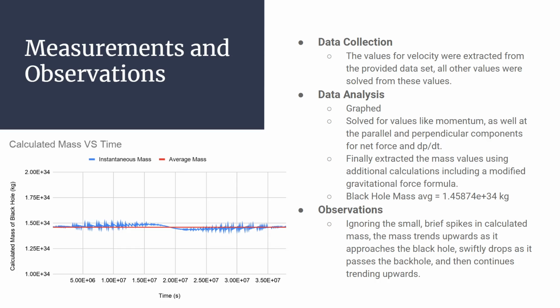Finally, I extracted the mass values using additional calculations, including a modified gravitational force formula. This results in an average mass of 1.46 times 10 to the 34th kilograms. The provided graph plots the calculated mass of the black hole and average mass during this time. Ignoring the small brief spikes in calculated mass, the mass trends upwards as it approaches the black hole, swiftly drops as it passes the black hole, and then continues to trend upwards.